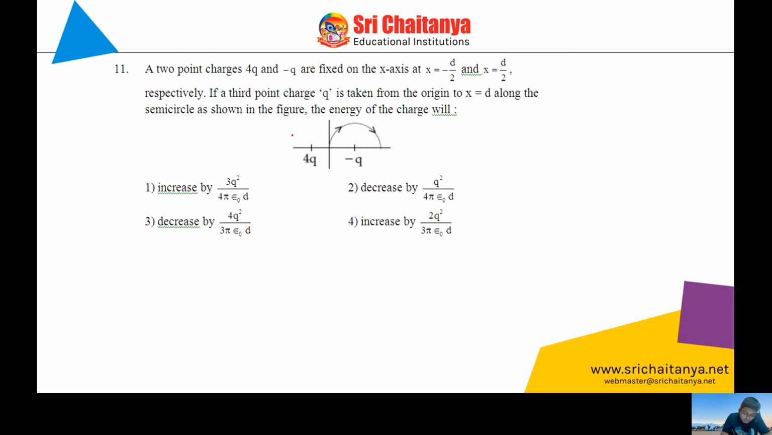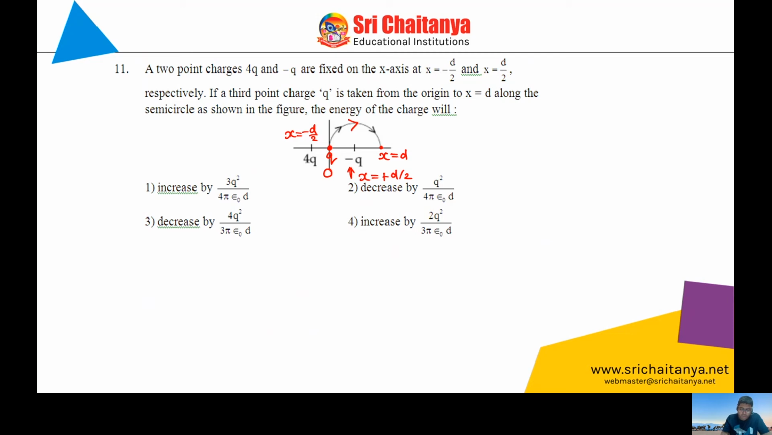So this location is given to you as x is equal to minus d by 2, and this location here has been given to us as x is equal to plus d by 2 respectively. A third point charge q is taken from the origin to x is equal to d, along the semicircle as shown. The energy of the charge will be changing by, the option is looking for the change of the energy of this charge.